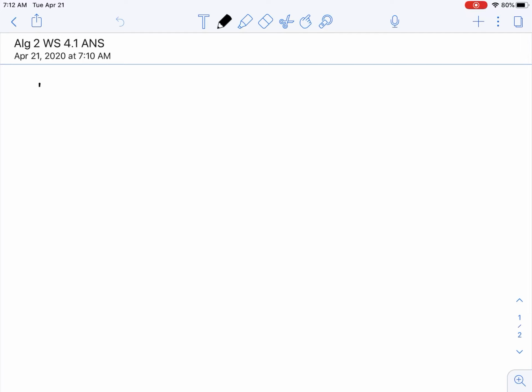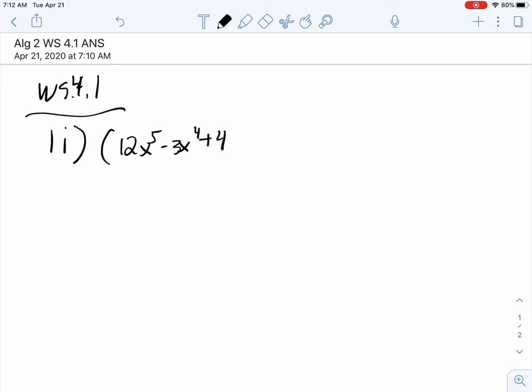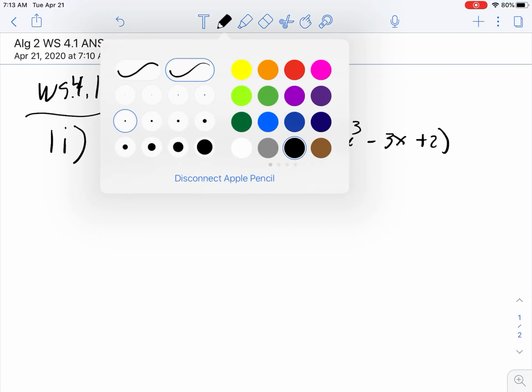Okay, class, I'm looking at doing some problems on worksheet 4.1 here. So I'm just going to randomly select some problems so you have something to go by. So let's just do one on, let's say, 1i. So what you have here is 12x to the fifth minus 3x to the fourth plus 4x minus 1 minus 8x to the fourth minus 7x cubed minus 3x plus 2.